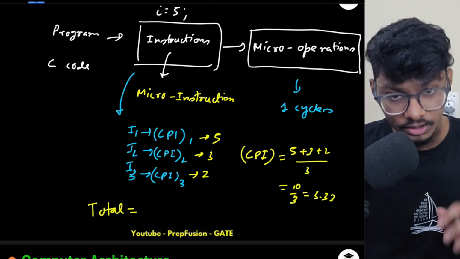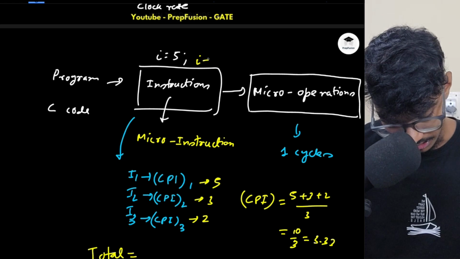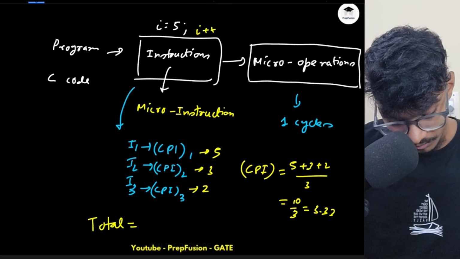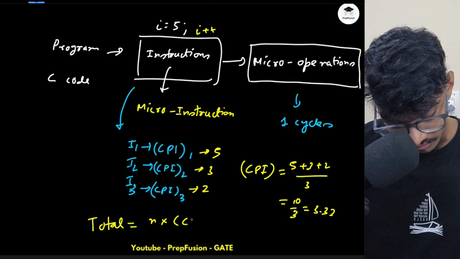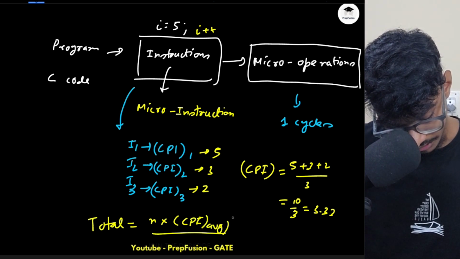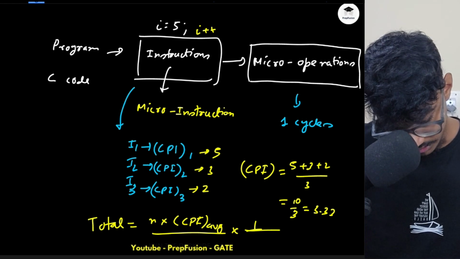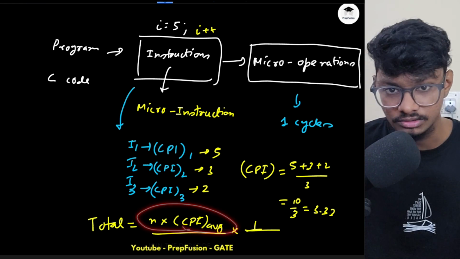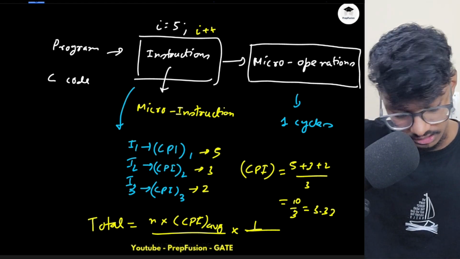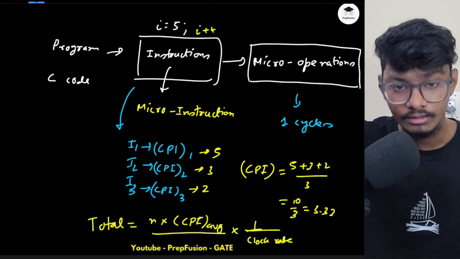the program will contain n instructions of this type, I equals 5, then I plus plus, and so on, whatever number of instructions I have. So I'll multiply n with the average CPI, and I will divide by the clock rate, correct? Because this is the total number of cycles. Although this is not exactly accurate, that is how we calculate, and this is the time taken in each cycle.